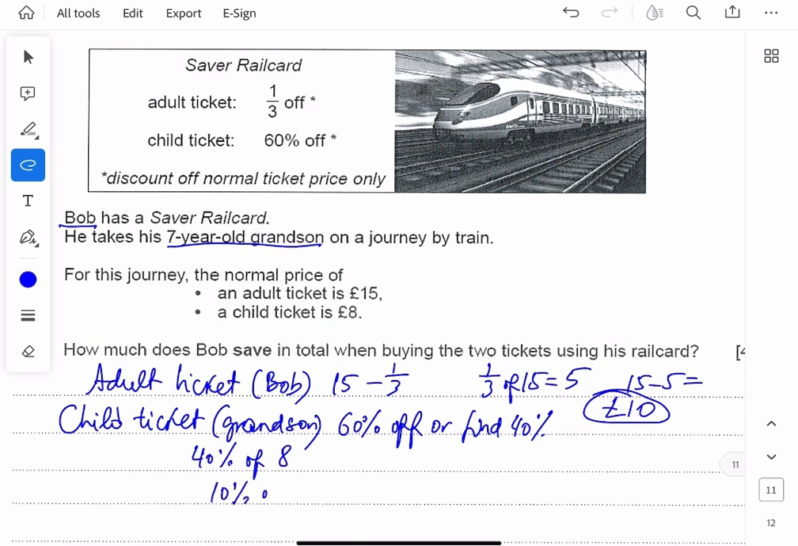40% of 8, so I'm finding 10% first of 8, which is 0.8, and then multiply my answer by 4, and that will give me £3.20. So this is how much the ticket cost. So I don't need to subtract it now because it's already the price. £3.20 for the child.